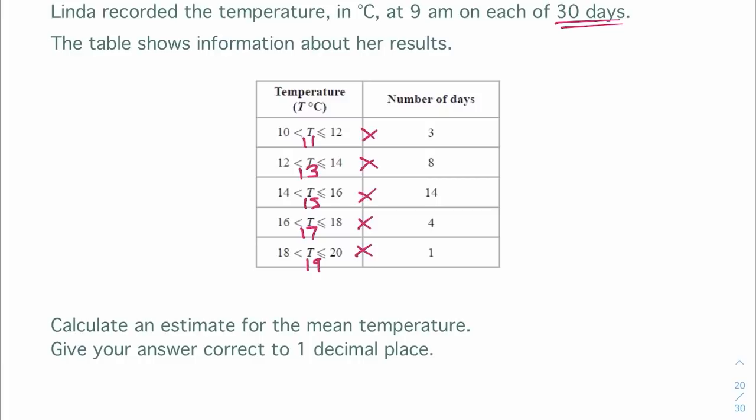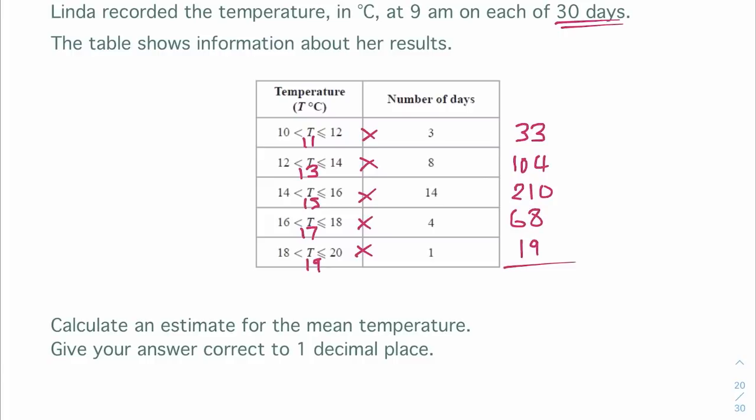So on 3 days it was 11 degrees, so that would be a total of 33 degrees. We've got 8 times 13, don't forget you've got a calculator here, so 104. 14 times 15, which is 210. 4 times 17, which is 68. And 1 times 19, so that's just 19.